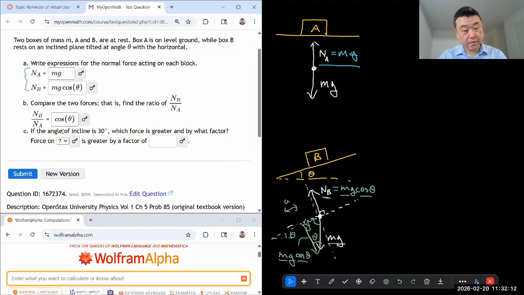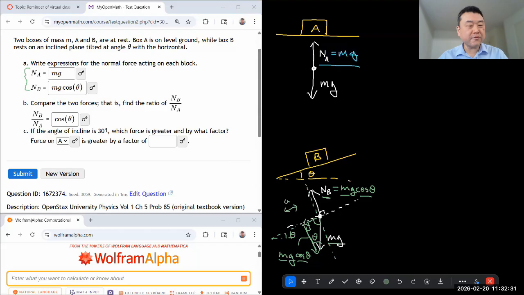And then, if the angle of incline is 30 degrees, which force is greater and by what factor? The angle doesn't matter for which is greater. NA is always greater because cosine theta is less than or equal to 1 at most. So NA will always be greater than or equal to NB.